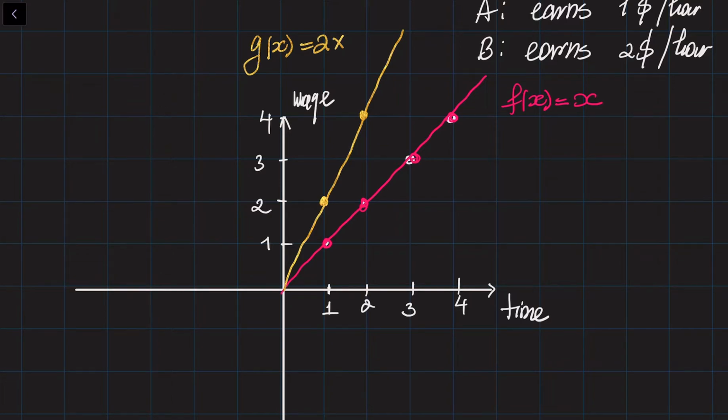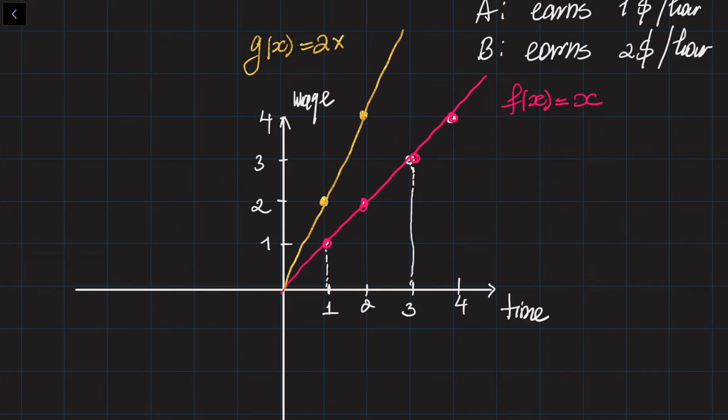Okay? So now there are a couple of questions which I would like to understand. For example, I would like to understand how much the worker A has earned between 1 hour and 3 hours. I would like to do this on this example particularly and understand how we can do this in general for any lines or any curves. So let's try to do this for this example.